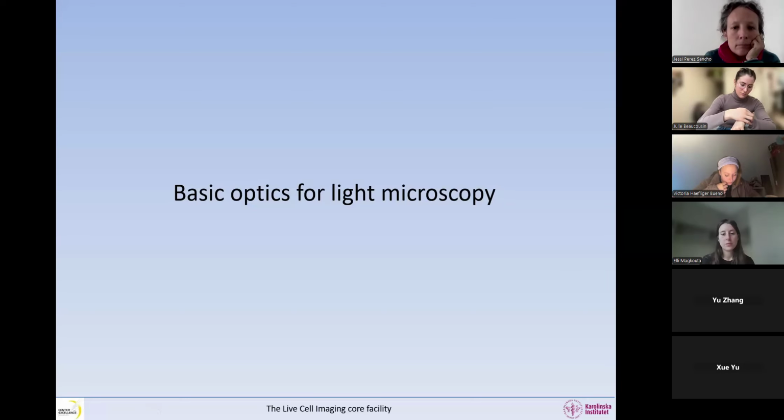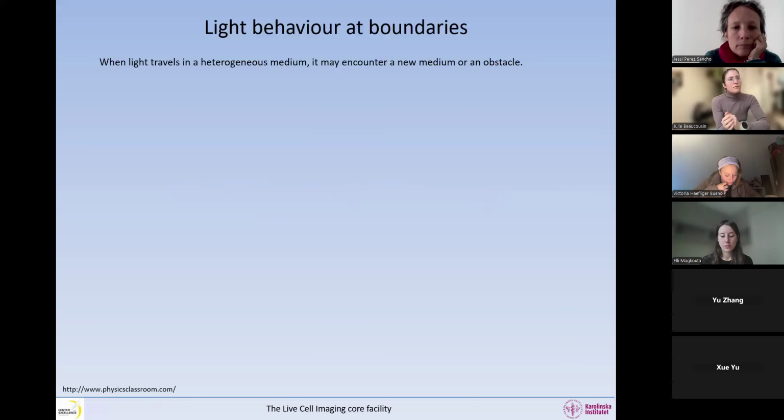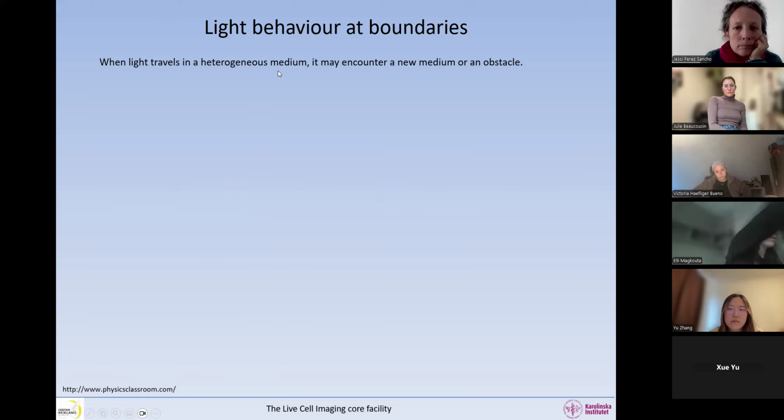This is the next little lecture called Basic Optics for Light Microscopy. Light behavior is different when it reaches a boundary, like a border between two media. When light travels in a heterogeneous medium, and I remind you that our samples are very heterogeneous, we have lipids, we have proteins, all sorts of stuff, so they are made of mixed things.